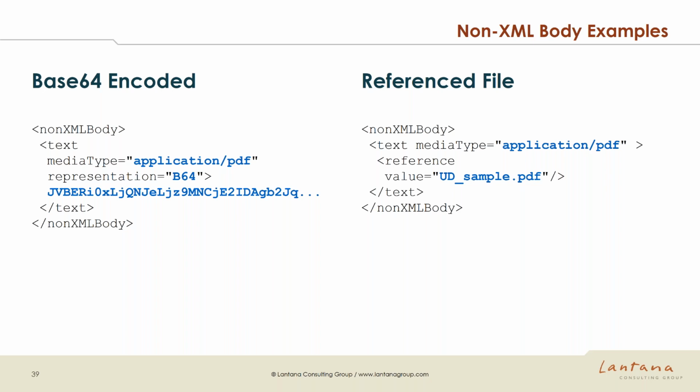The next one is the referenced file option. In this case, the first part looks pretty much the same. It's still a non-XML body with a PDF file in it, but now instead of a base64 encoded representation, we just have a reference. In this case, the file name, ud_sample.pdf, and that just points to the file, much like how an HTML document would point to a graphic. Okay, next slide.